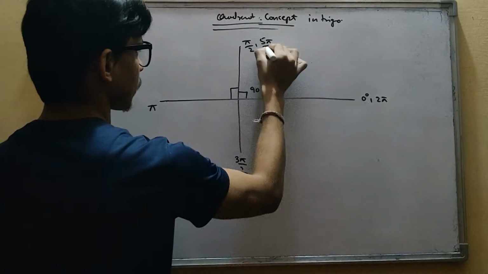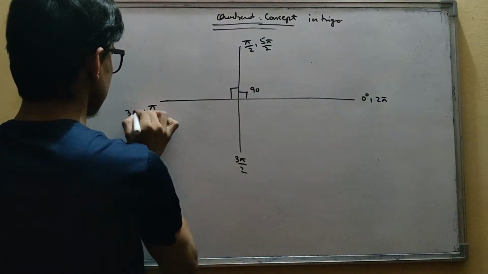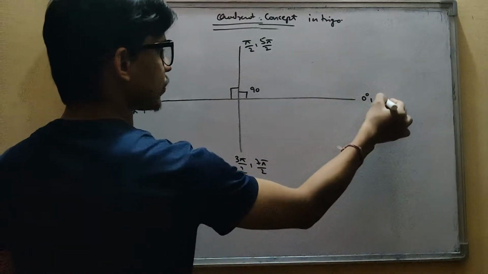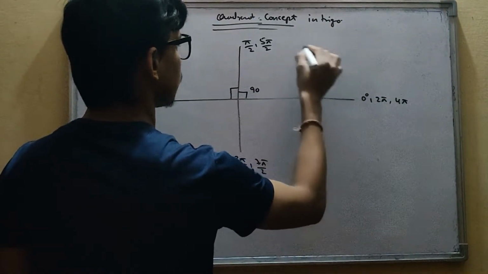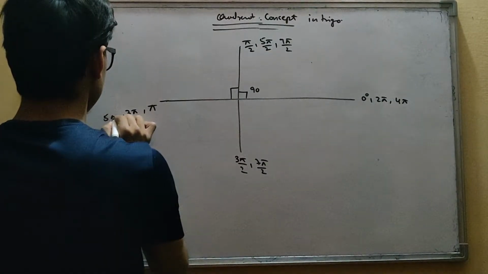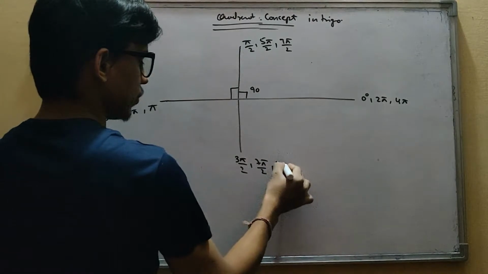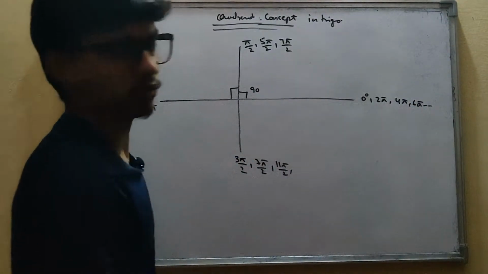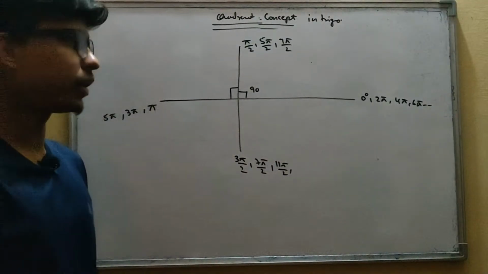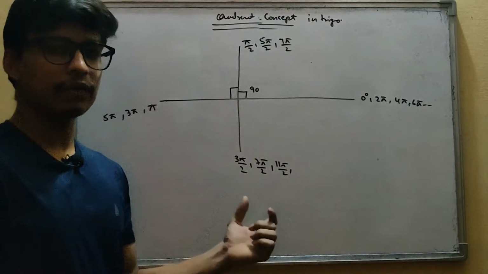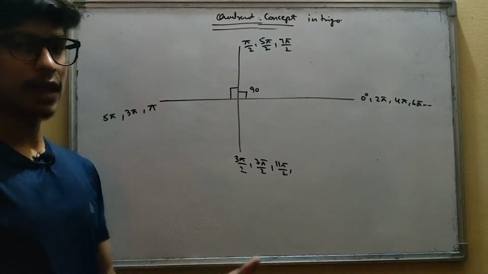5 pi by 2. And again it is going to be 3 pi. Again it is 7 pi by 2, and again it is going to be 4 pi. Again it is 9 pi by 2. It is 5 pi, and it is 11 pi by 2, and it is 6 pi. And so on, it goes on. Now this is when we have considered the angle as anti-clockwise.